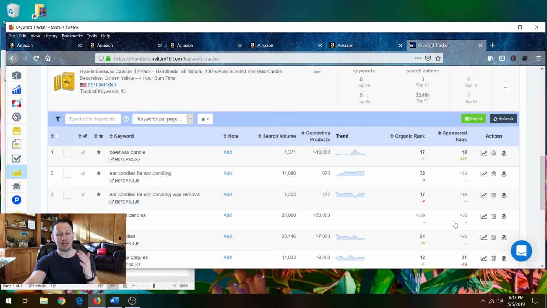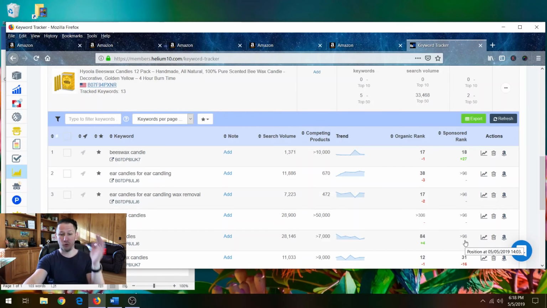So this Helium 10 keyword tracker is awesome because, for this example product, for beeswax candle, it's showing on 17, and the sponsored ad position is number 18, and it shows, look, it moved up 27 spots here. Okay, or for example, this keyword, it's showing 31. And for these keywords, it's not even showing in the top 100 sponsored spots.